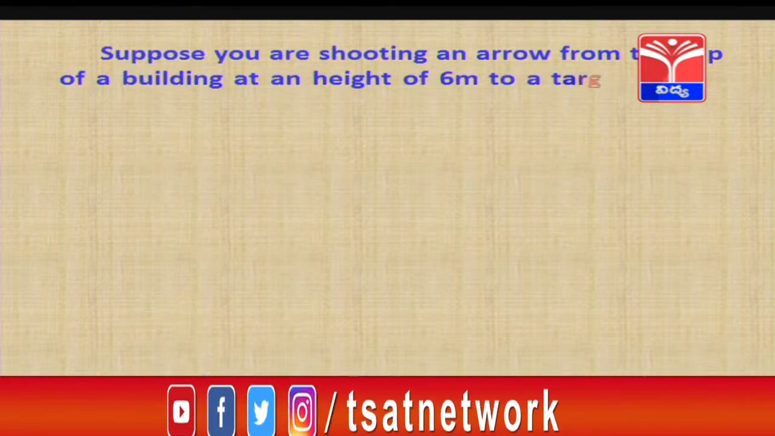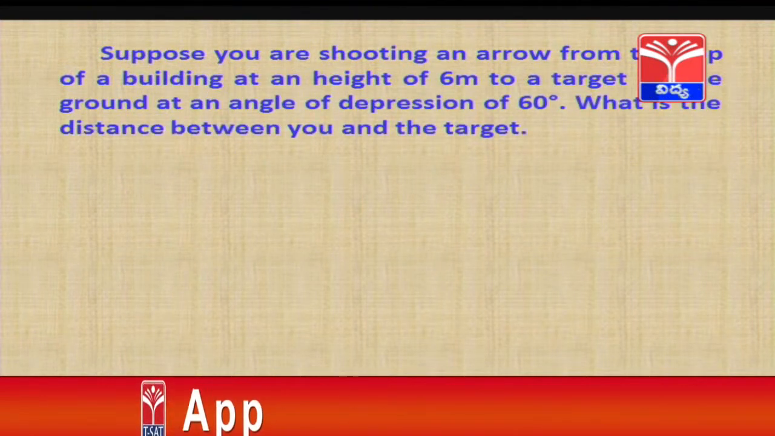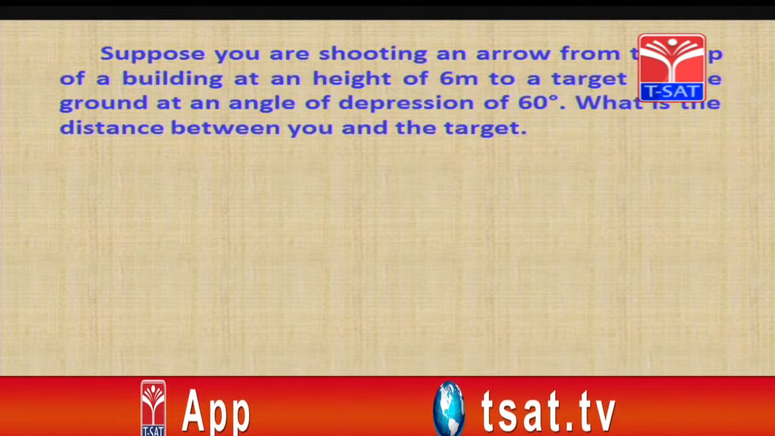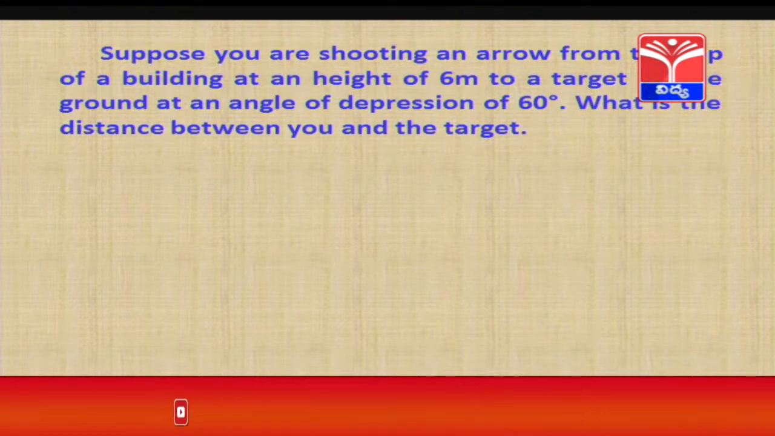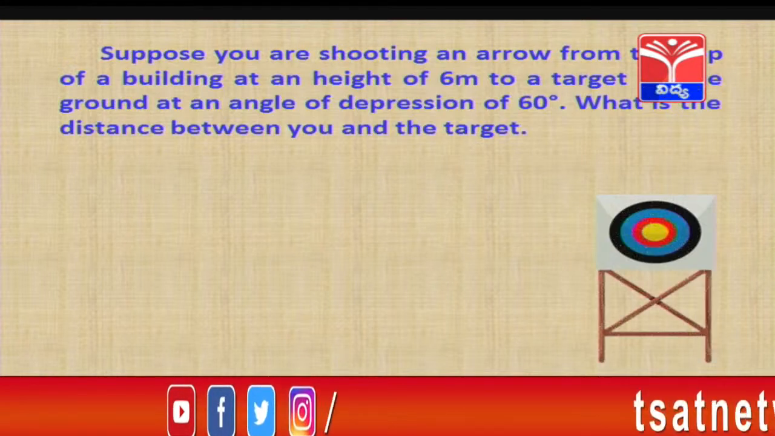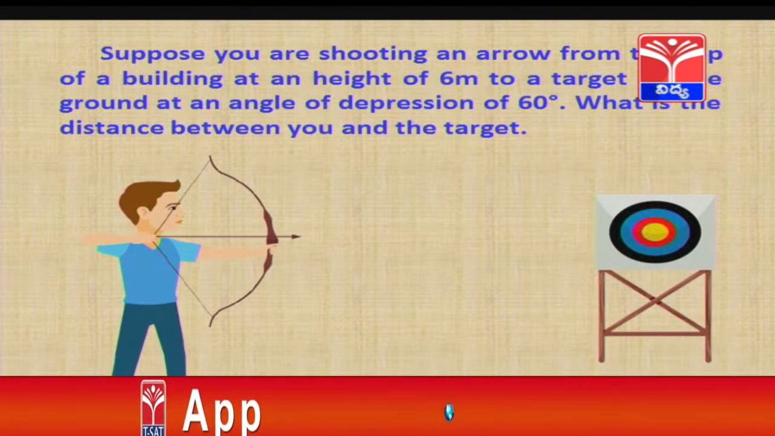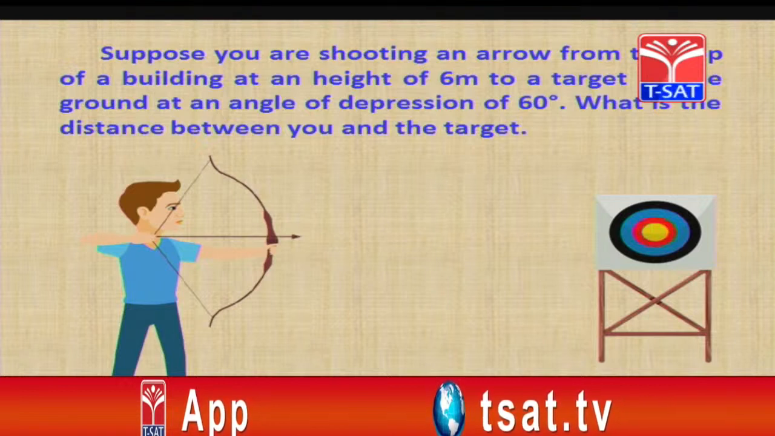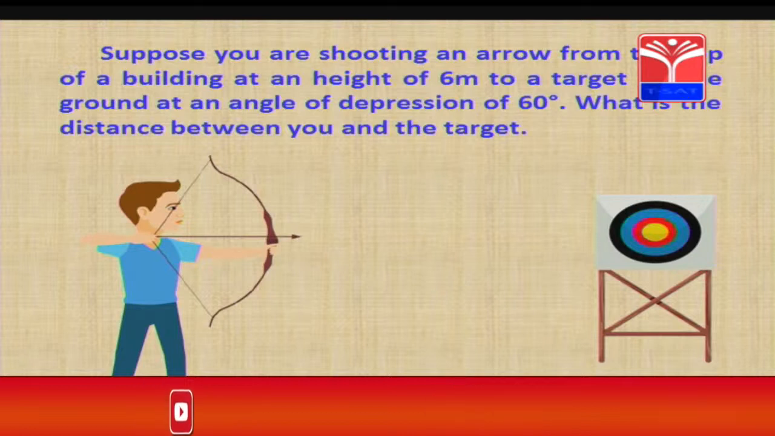Suppose you are shooting an arrow from the top of a building at a height of 6 meters to a target on the ground at an angle of depression of 60 degrees. What is the distance between you and the target? Let us think, this is a target and he is the person who is going to shoot the target, is it not? You are able to see the bow and arrow in his hands. The same person, as per the question, is on the building, but where is the building here? So, let us see.